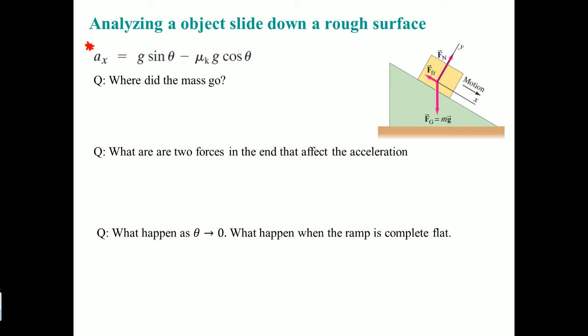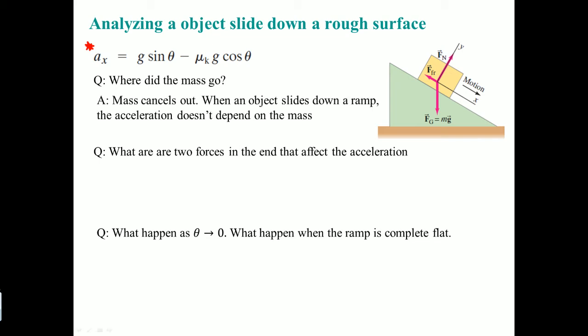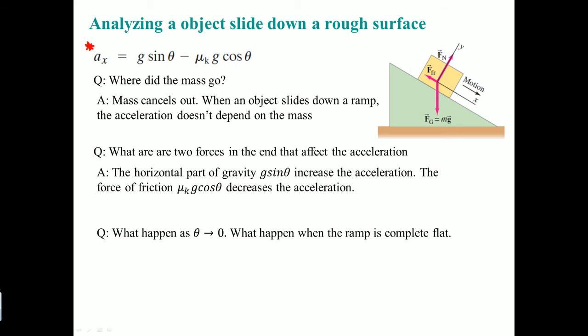The acceleration for a block sliding down a rough surface is a = g sine theta minus mu k g cosine theta. So the question is this: where did the mass go? The mass cancels out. When an object slides down the ramp, the acceleration doesn't depend on the mass. What are the two forces at the end that affect the acceleration?